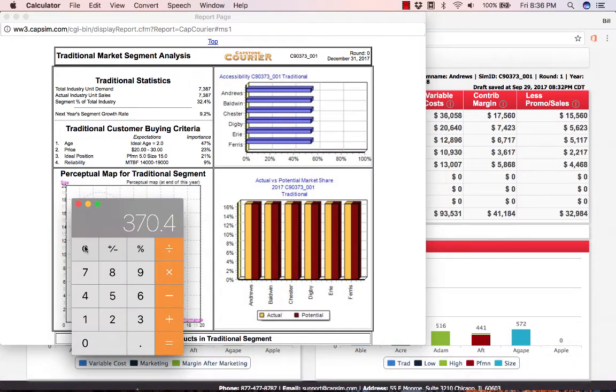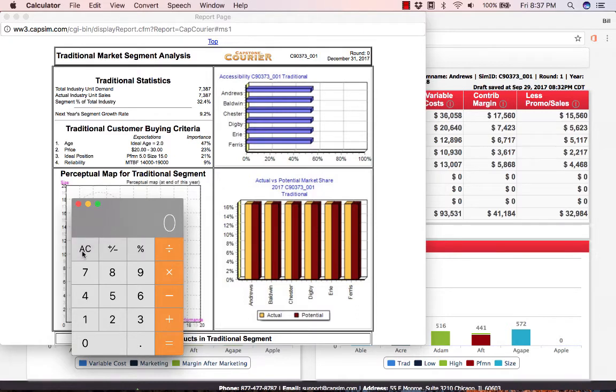Okay, so we're going to take this year's sales, 73.87, and we're going to multiply that by the growth rate, 9.2%. That equals, well, that's wrong, isn't it? Let me try that again. 73.87. Yeah, that's a little better. And then I'm going to add that sum back to the industry demand for last year, 73.87.